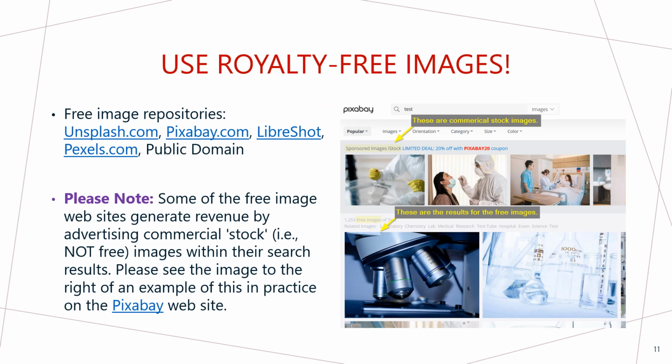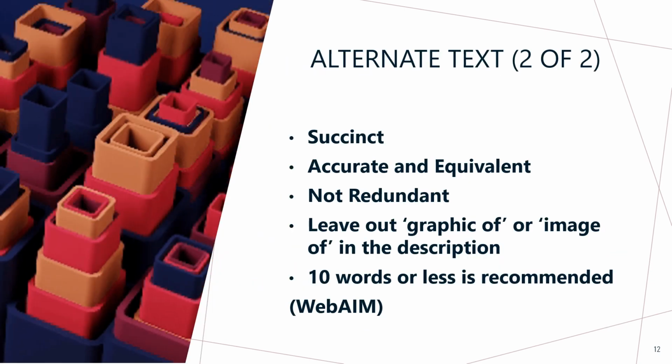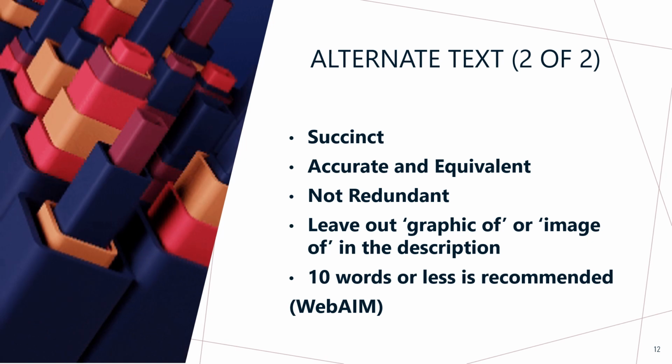The trainees will be educated on the importance of using royalty-free images to avoid copyright infringement and given examples of websites with royalty-free images such as Pixabay, and the public domain. The trainees will learn the key components of an alternate text.